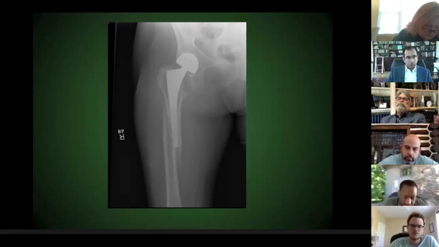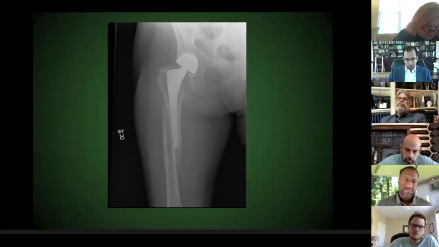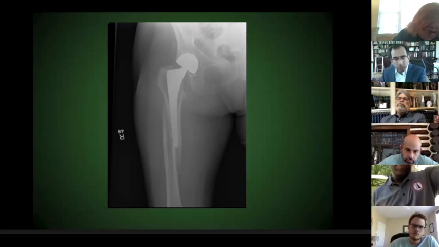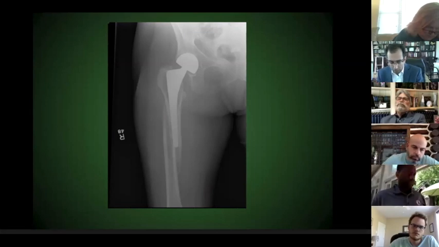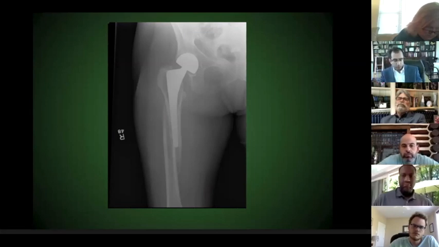She has no previous history of infection. Per history, she has no previous history of thigh pain. With that, I'd like to include the members of the panel. Dr. Courtney, do you have any comments, any questions?